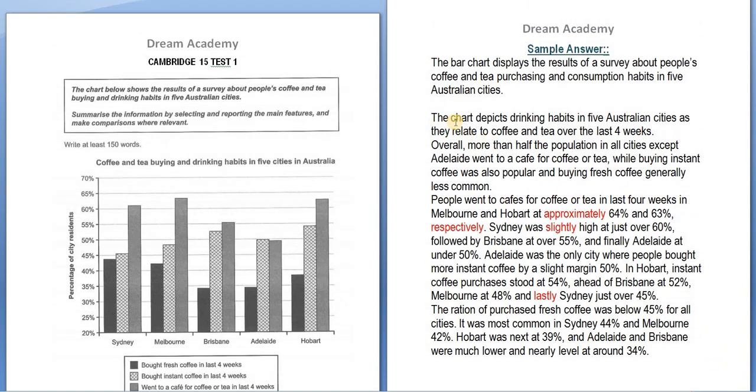So here we can write the chart. The chart depicts drinking habits in 5 Australian cities as they relate to coffee and tea over the last 4 weeks. Then we can give an overall idea about the chart. Here, overall, more than half of the population in all cities except Adelaide went to a cafe for coffee or tea, while buying instant coffee was almost also popular and buying fresh coffee generally less common.